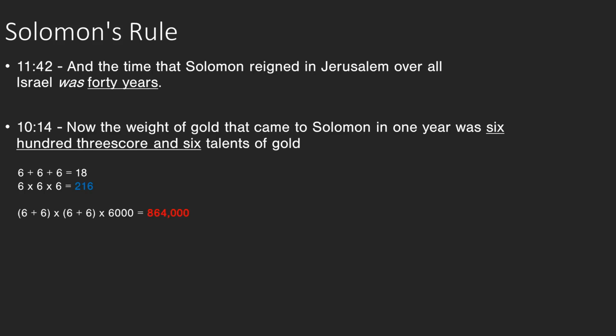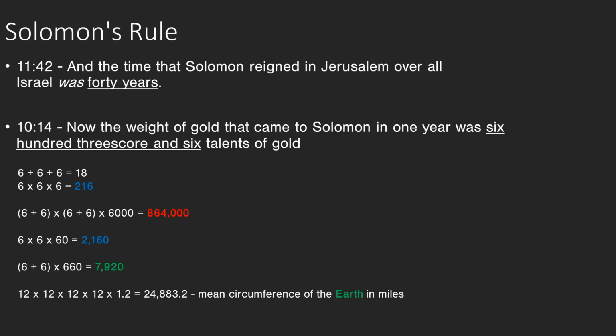12 by 12 by 6,000 gives us our sun diameter number. 36 by 60 gives us our moon diameter. 12 by 660 gives us our earth diameter. And 12 by 12 by 12 by 12 by 1.2 gives us the circumference of the earth in miles at the equator. Now at this point, the critic of my work would say, "You're just playing with numbers." And I have to confess, you've caught me.